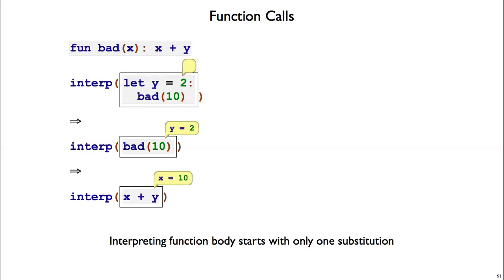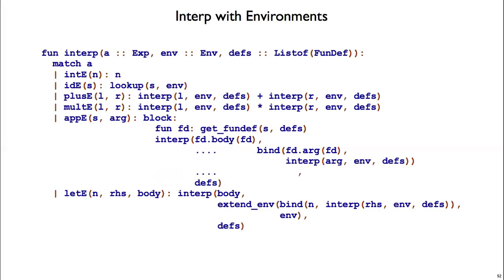And in order to reach that, we want to make sure that when we start interpreting the function body, we only have one substitution, and that's the one that's for x, the function argument. So back to our interp function, we don't want to use the environment going in for the application. Instead, we use the empty environment. So to interpret the function body, first evaluate the function argument, extend an empty environment with that, and now finally interpret the function body.